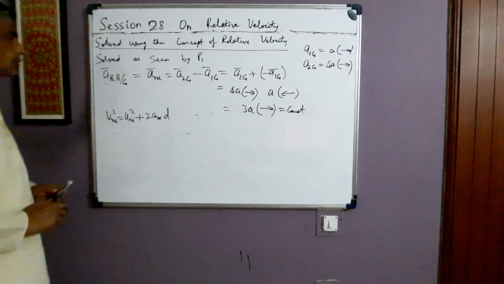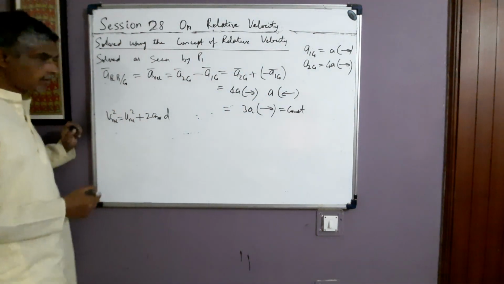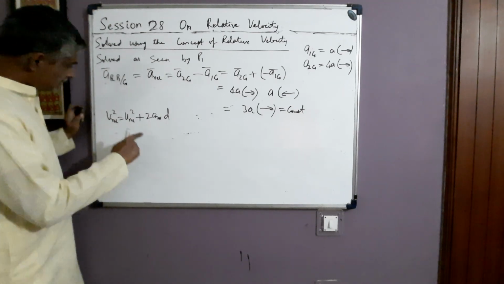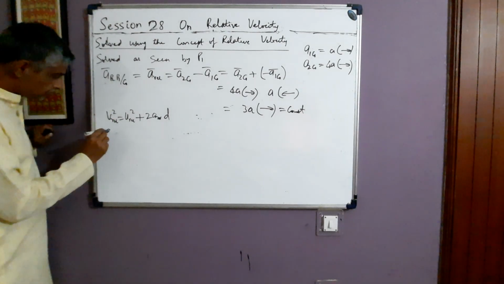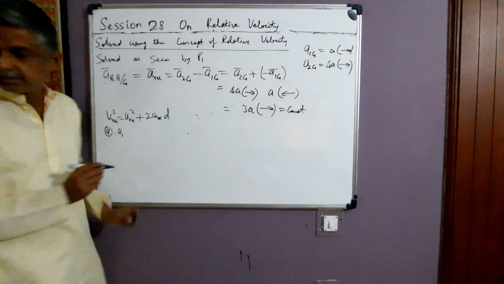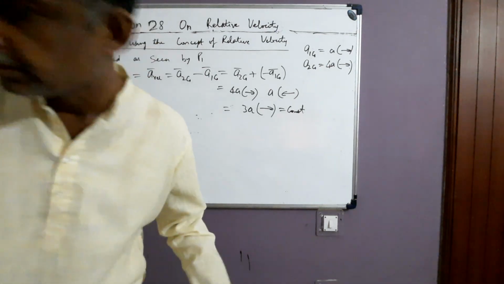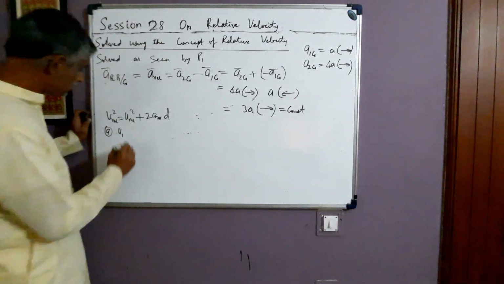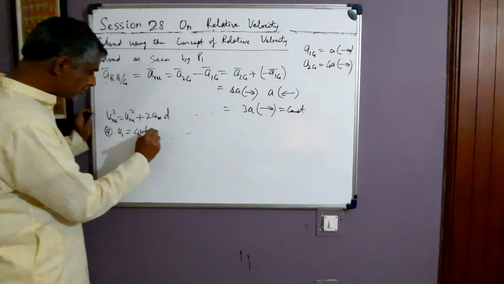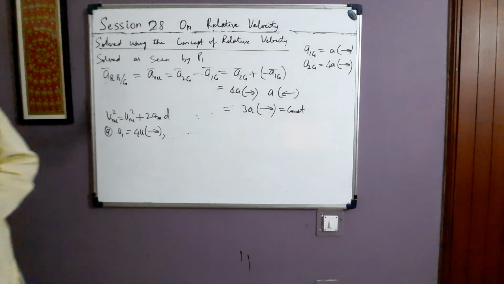Now we take part A of the question. In part A, how much is u1 given? I'll just see the data, I'm forgetting it. u1 is 4u rightward, and u2 is u rightward.